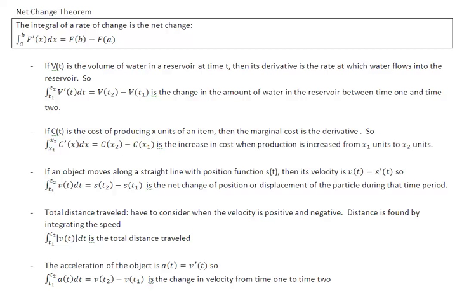Here are some examples. Okay, if you have the volume of water in a reservoir, its derivative is the rate of change at which the water is flowing into it. So if you take the integral of the rate of change of how much is flowing, what are you actually going to get? You're going to get the total amount of water between time 1 and time 2. Okay, you can read all of these. You can do it with cost.